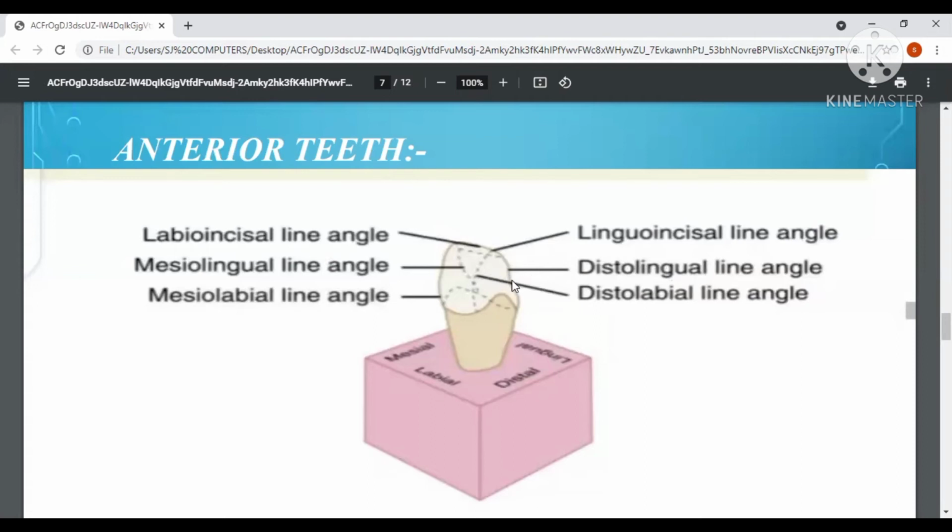So disto-lingual line angle. Same for disto-labial. Disto means distal surface and labial means towards the lips, facing the lips, right? Labial surface. Here we have the labial surface which you can see. Then we have the distal surface. Mesial surface is right at the back and lingual surface is also at the back.